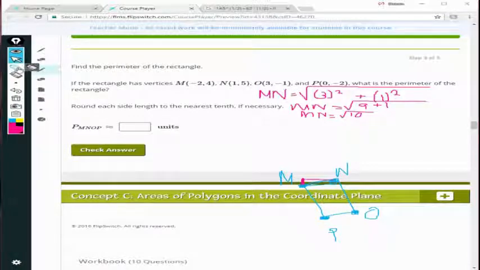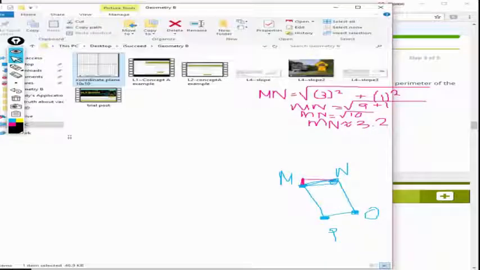So I'm looking at the 100th place. That is a 6. That is above a 5. So I'm going to round the 10th to 2. So I'm going to have 3.2. Okay, so MN is approximately 3.2. Alright, that is one of our side lengths.